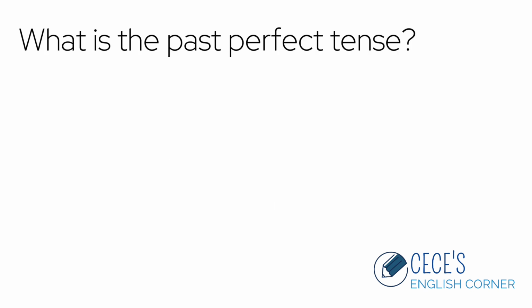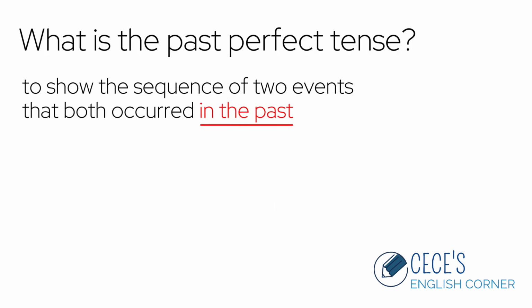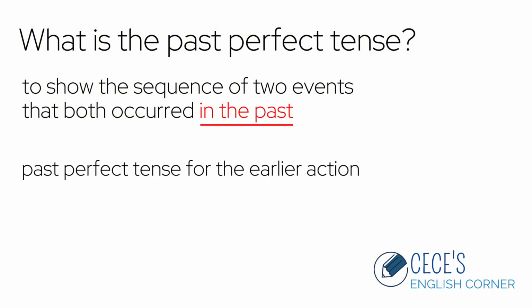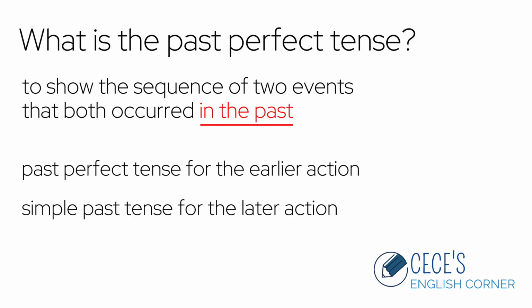What is the past perfect tense? We use the past perfect tense to show the sequence of two events in the past. In these instances, you use the past perfect tense for the earlier action in the sequence, and you use the past simple tense for the later action. If you need a refresher on the past simple tense, we'll link a video lesson in the description box below.